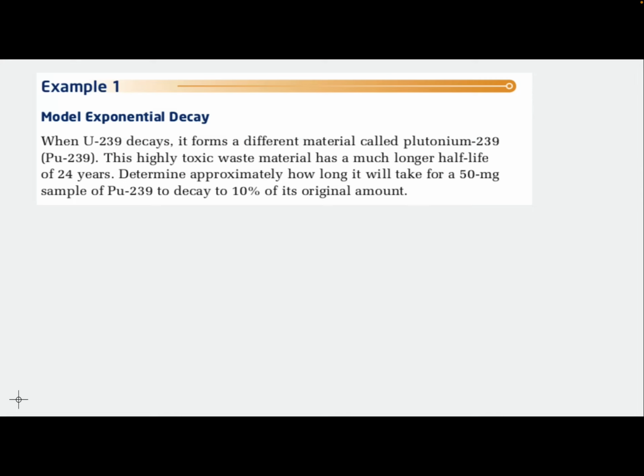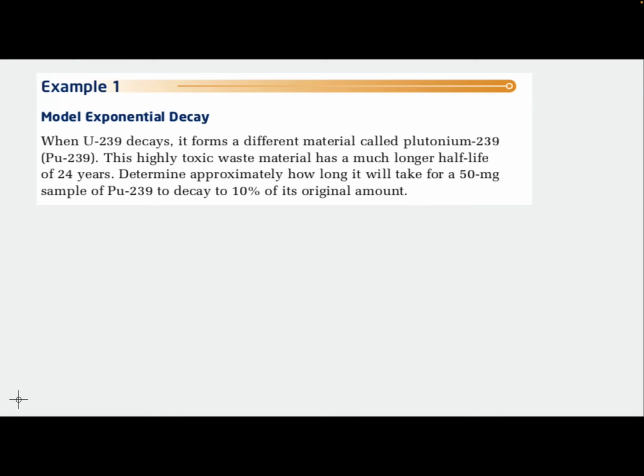Other materials that they use for nuclear power, their half-life isn't as long as plutonium. So plutonium, the half-life is 24 years. That means it takes 24 years for it to lose half of its amount. Other substances will only be radioactive for a couple years, so they'll have a half-life of a couple years. So plutonium is quite a bit longer.